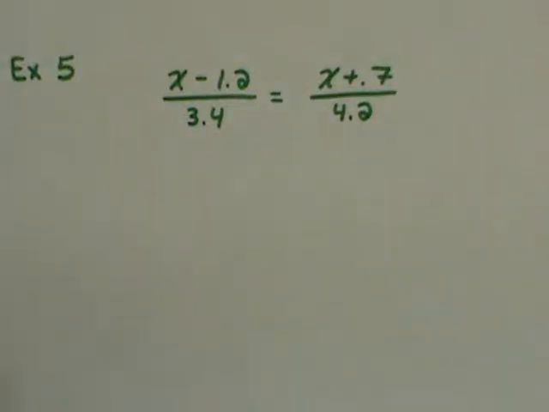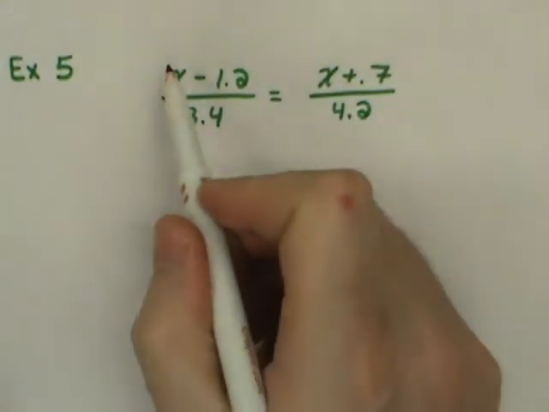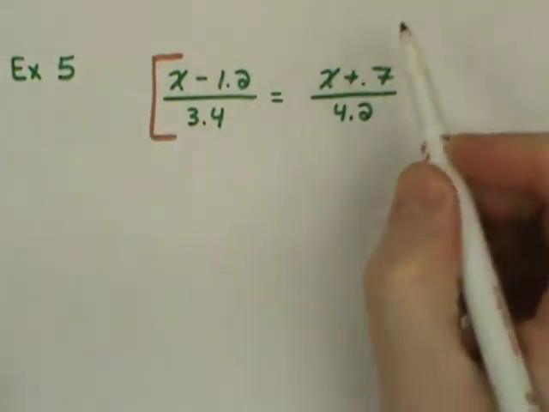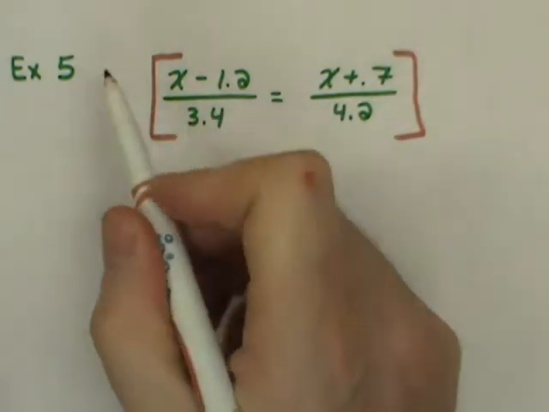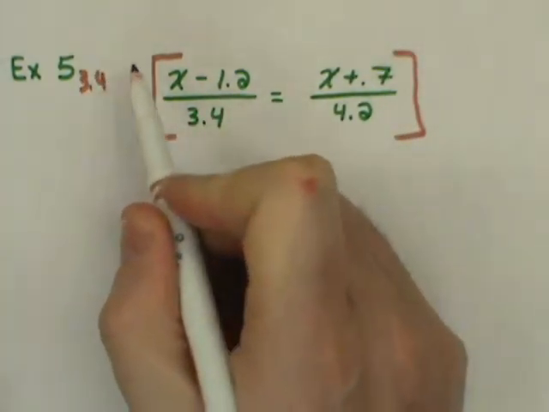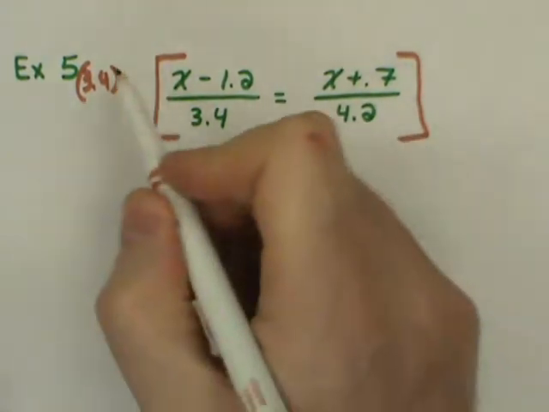Here we have example 5 for solving proportions. Again, we're going to stay with that same idea from the previous examples. I want to multiply by the common denominator, and so I'll multiply by 3.4 and by 4.2.